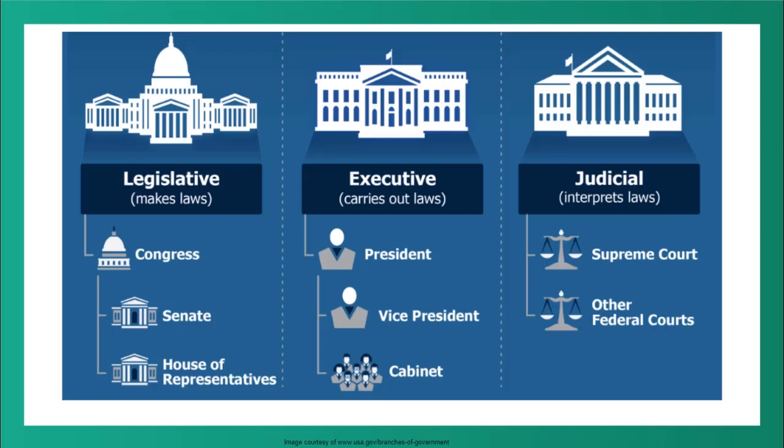It's important to understand that the United States government is divided into three parts to make sure no single person or group has too much power. This is what helps us to be a representative democracy.